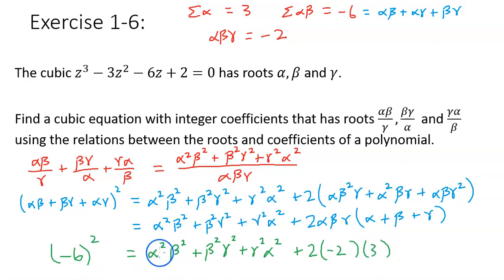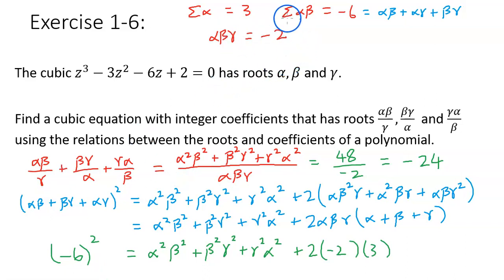And therefore we see that alpha squared beta squared plus beta squared gamma squared plus gamma squared alpha squared is equal to 36 plus 12. So that will be 48. And then on the bottom there, alpha beta gamma is -2. So it should be -24.